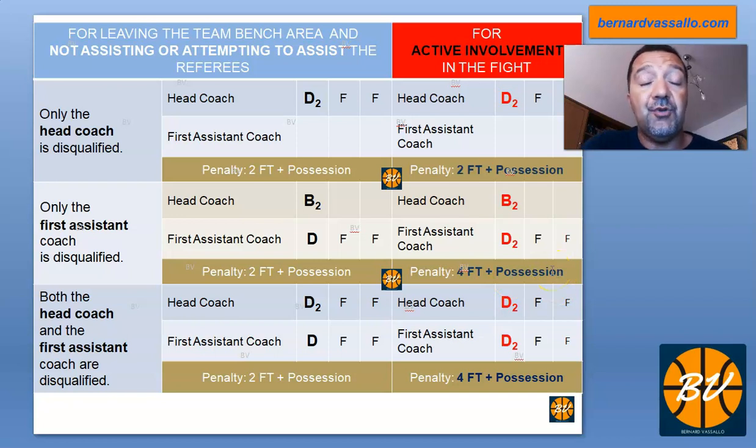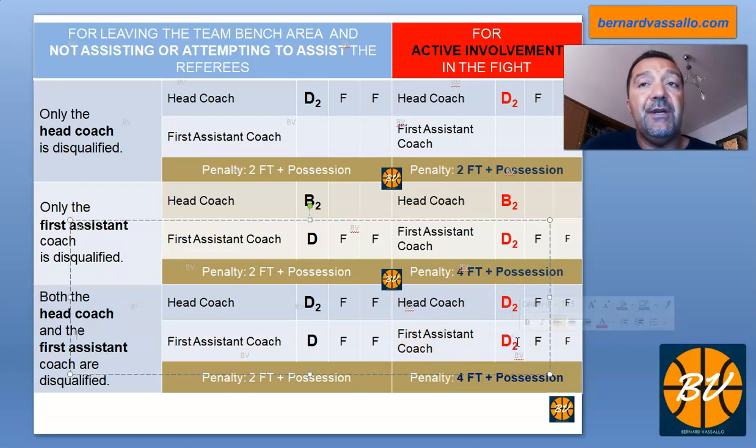If both the head coach and the assistant coach are actively involved in the fight, the difference here would be that whereas like before the assistant coach would be shown a D2 on the score sheet, now the coach, because he or she was also involved in the fight, this would be a direct disqualification also of the head coach, and the penalty here is also 4 free throws, 2 for the automatic disqualification of the coach for actively involving himself or herself in the fight, and 2 free throws for the automatic disqualification of the assistant coach.